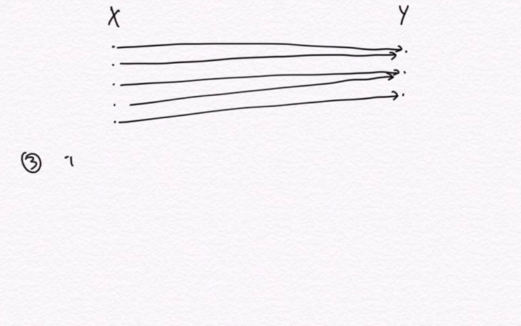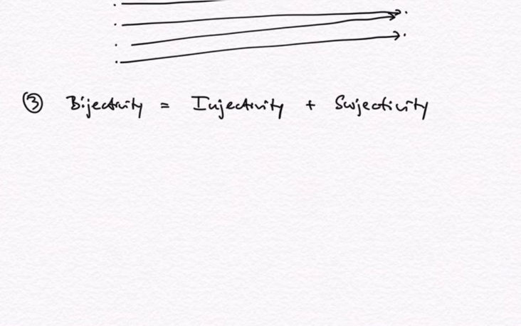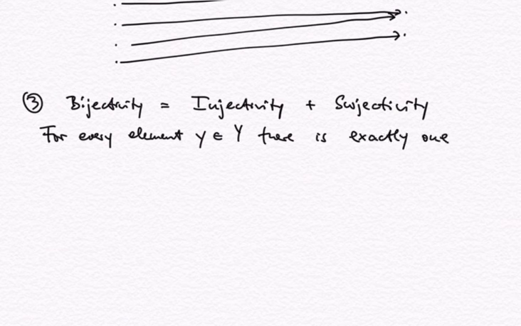Finally, bijectivity is injectivity, one-to-one, and surjectivity, onto. Which means that for every element in Y, there is one and only one, exactly one, pre-image in X.